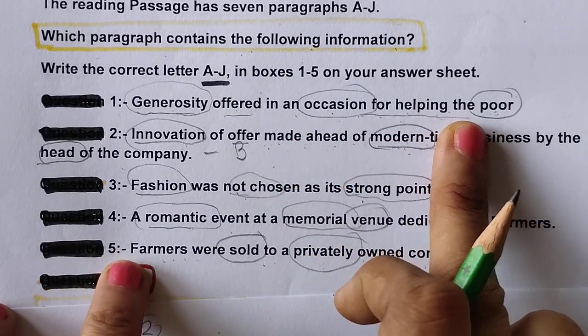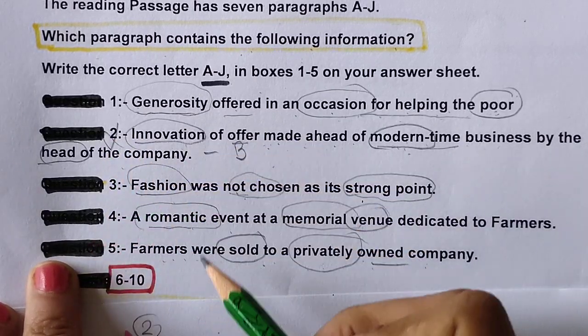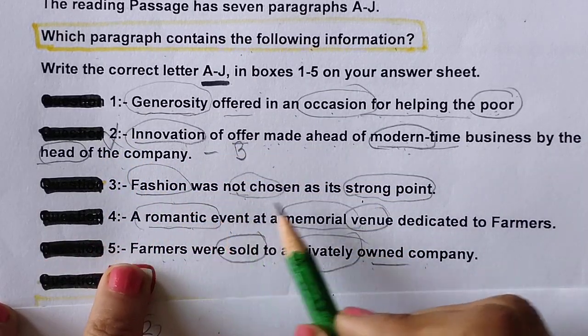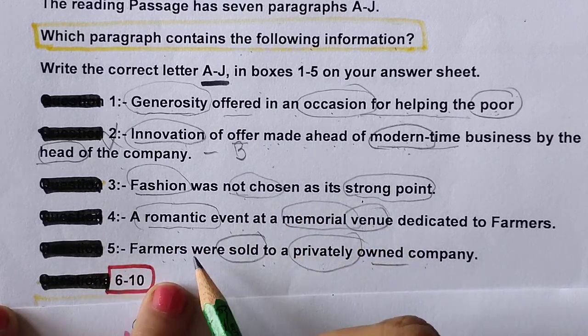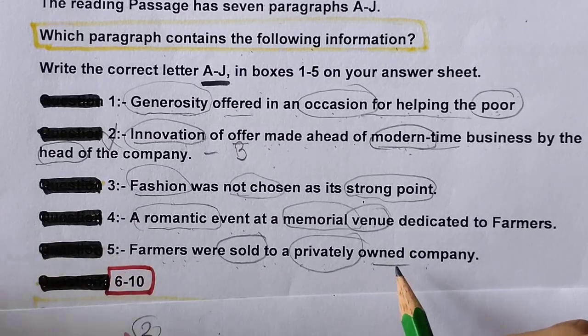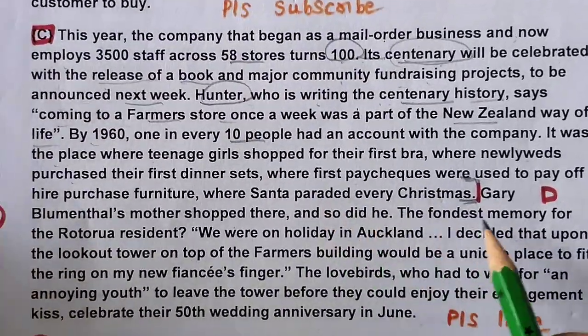Are they talking about helping the poor? No. Innovation, we have done it, so I will cut it from the list of options. Fashion, they are not talking about any fashion. Romantic event, no, this is also not given. And farmers were sold to a privately owned company, no, there is no talk about any selling of the company. Coming to D paragraph.